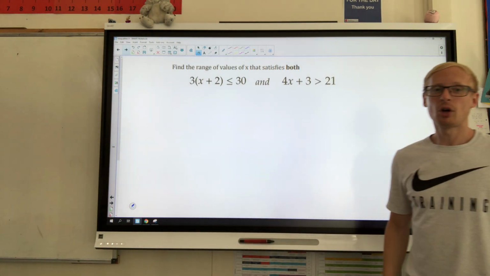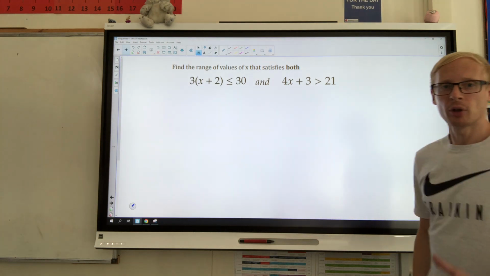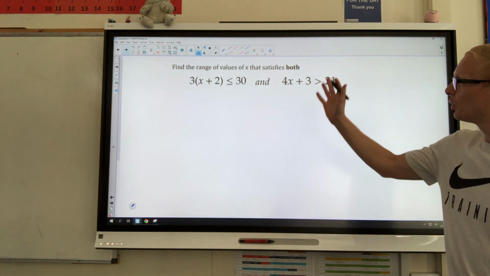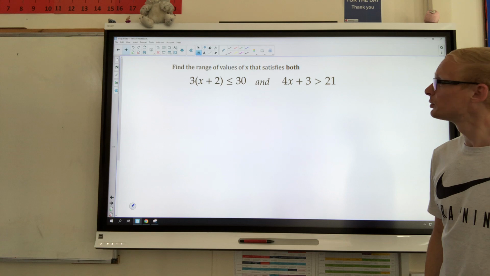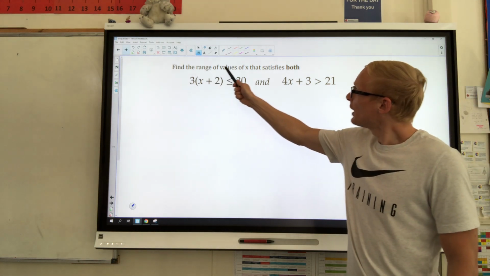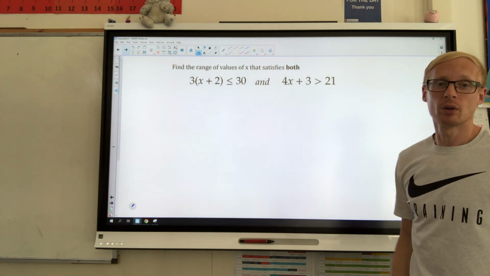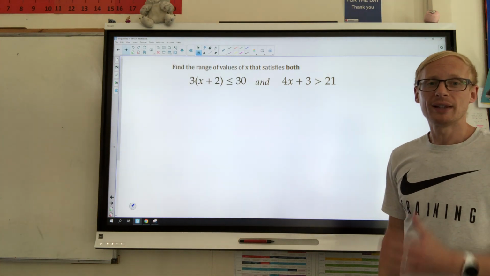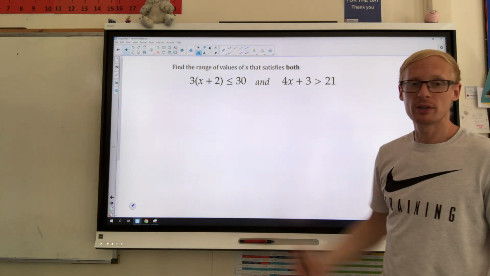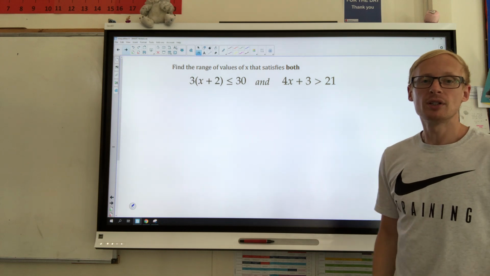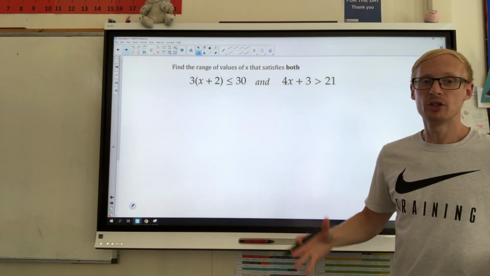Okay, only a couple of examples this time, but we'll look at them in a bit of depth. So this is the sort of question you would be required to solve. So finding the range of values of x that satisfy both this inequality and this inequality. So we're looking for some values of x that work for both of these inequalities. So the first thing we're looking to do is to solve them both individually.